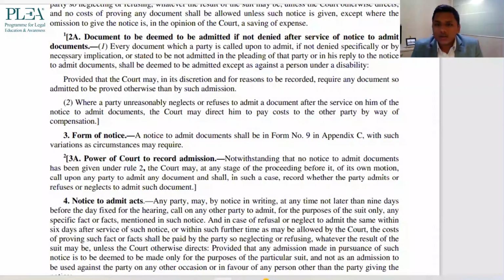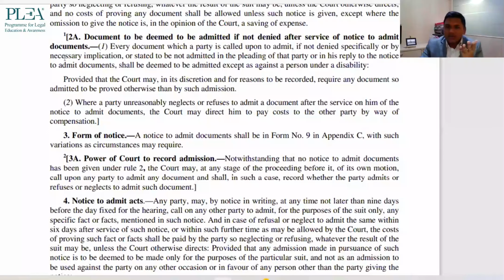I told you about the harm that you may cause to your case. This is the harm. Rule 2A is the harm, which says that it shall be deemed to be admitted, provided that the court may in its discretion and for reasons to be recorded require any document so admitted to be proved otherwise than by such admission. This goes somewhere beyond the principle of admission, where the court has been given a supplementary discretion that, all right, this appears to be admitted, but still I want to try it. Still I want oral evidence in favor of it. So the court can do it.